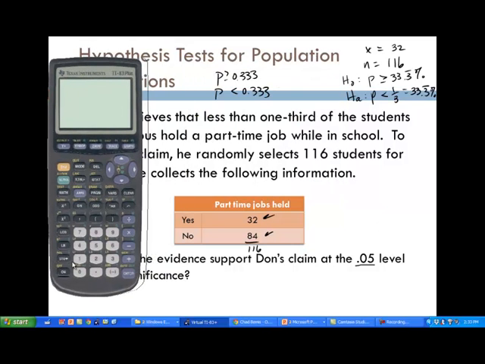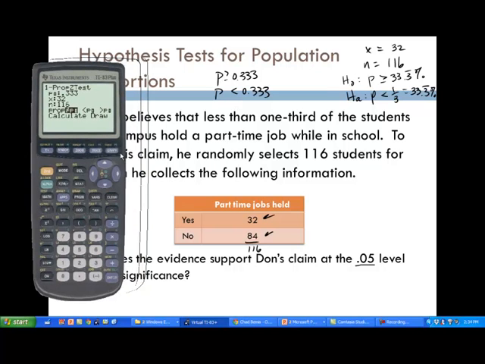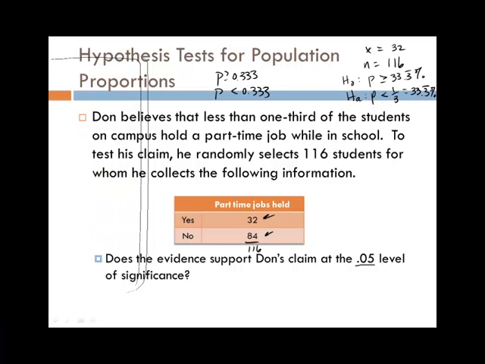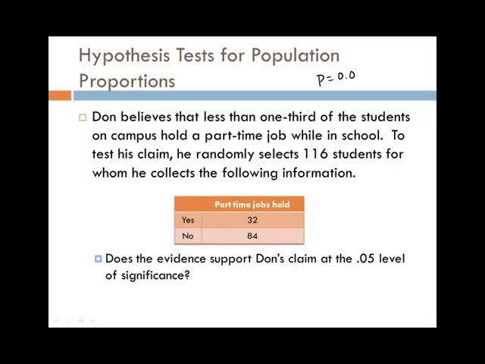So here we can use the 1-PropZTest on the calculator, under STAT, TESTS. The p naught is the 0.333. The x is 32. The n is 116. And since we are going with less than, that's going to be a left-tailed test. P-value is 0.0958, I believe. So the p-value, 0.09, is still greater than 5%. So no, fail to reject.